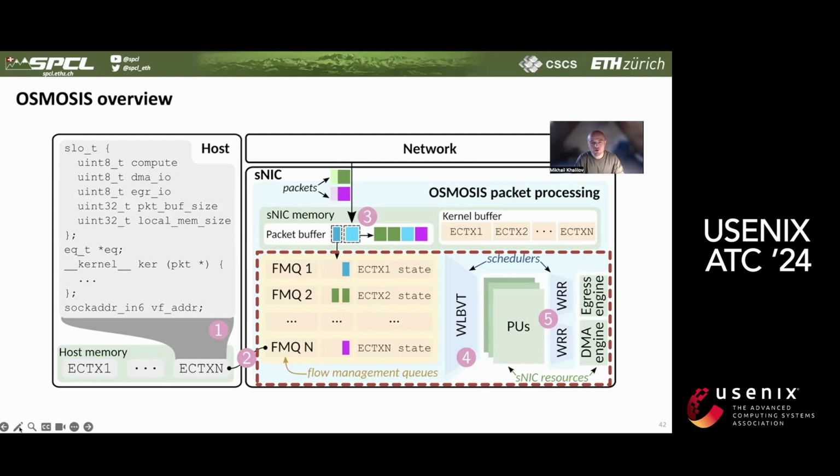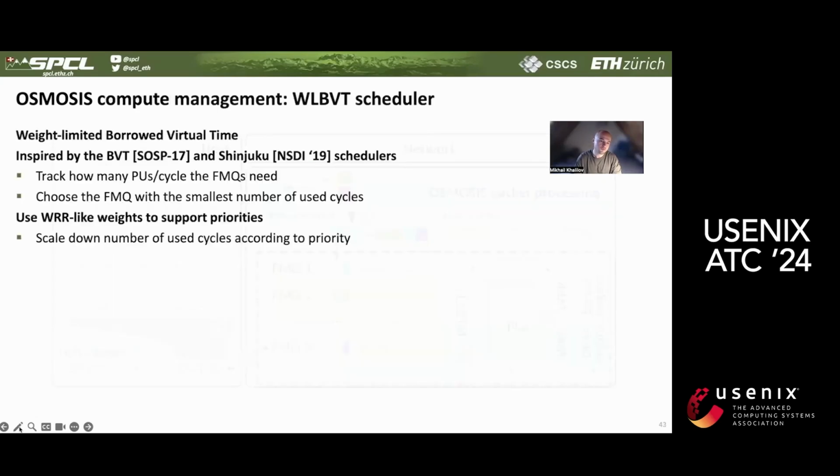Once the packets are matched to the FMQs, the OSMOSIS compute scheduler assigns them to the processing units. In addition to that, two I/O schedulers arbitrate DMA and network I/O requests from the kernels running on PUs. We use a hybrid compute scheduling policy to enable fair resource sharing with a minimal hardware footprint. The key idea behind this hybrid scheduling is to maintain the information about the current FMQ compute utilization.